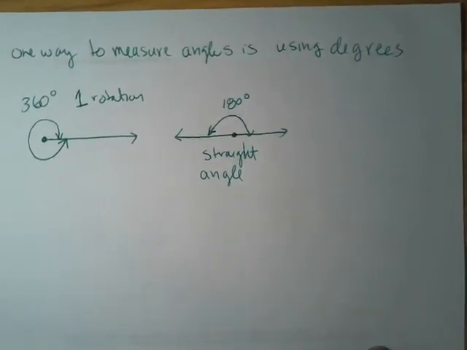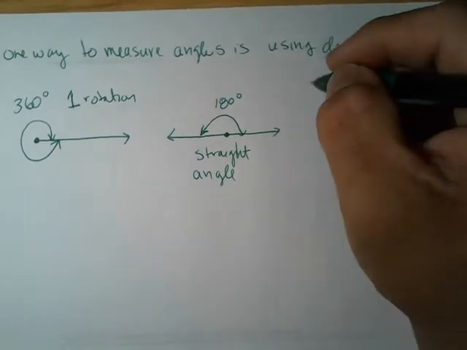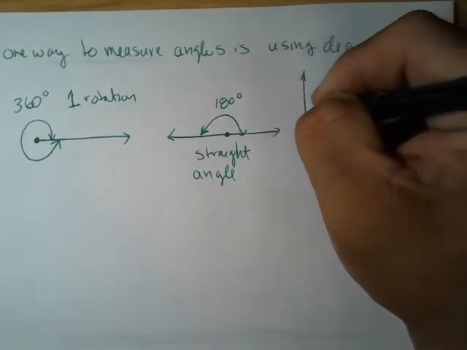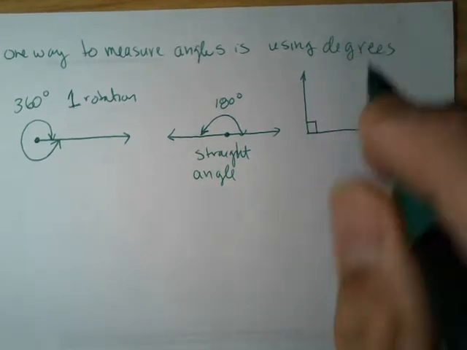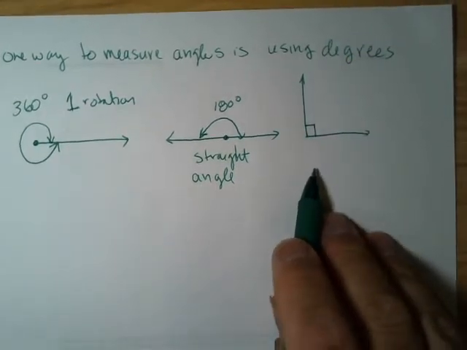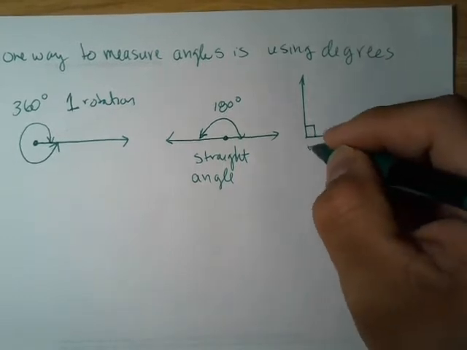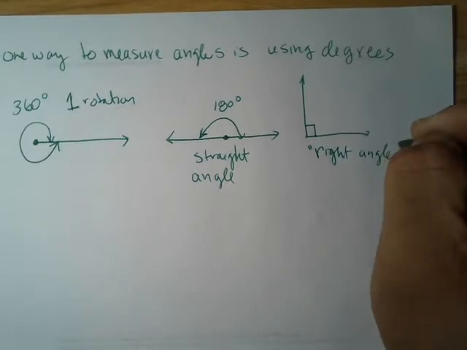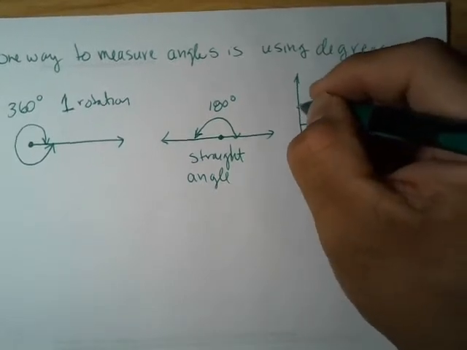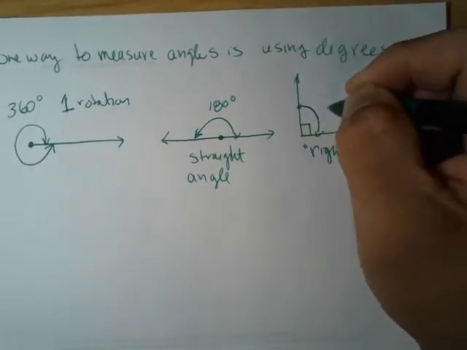All right. And now another special angle here is something referred to as a right angle. Whenever you see diagrams and you see this little square in the corner, that is a right angle. And the measurement here is 90 degrees.